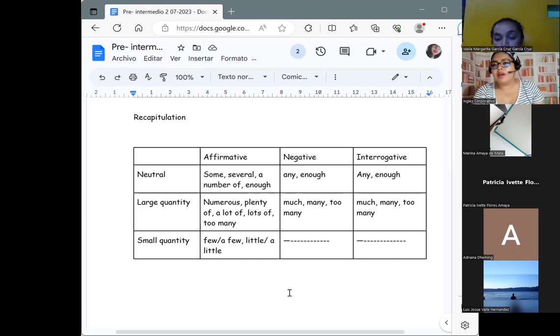So we are going to talk a little bit about the words few, a few, little, and a little. In this case, we are going to understand the difference between those expressions, and in which cases we are going to use them. We are going to see some examples, and then continue with examples of every category, in this case, many, more, much, few, fewer, different kinds of examples. So we are going to begin with few or a few, and little or a little.